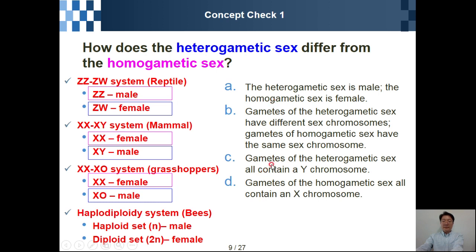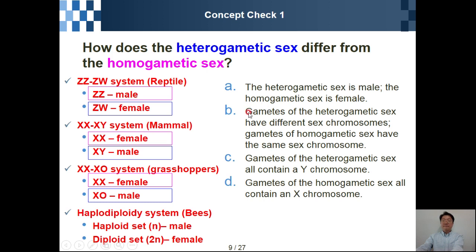Another question: the gametes of the heterogametic sex all contain a Y chromosome. Is it correct or not? It is not correct. For example, in the ZW system, the heterogametic sex has the W, but this one has Y, and this one doesn't have it. And how about the gametes of the homogametic sex all containing an X chromosome? This contains the X chromosome, but this one contains the Z chromosome, so it is not right.